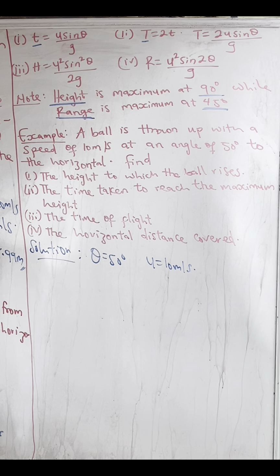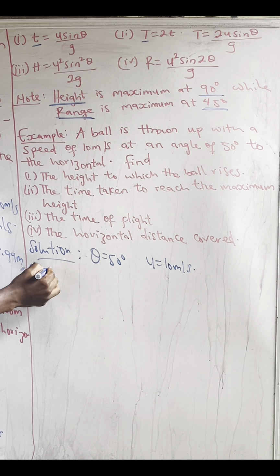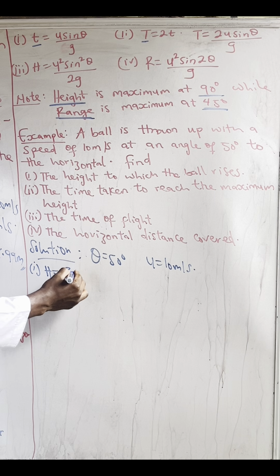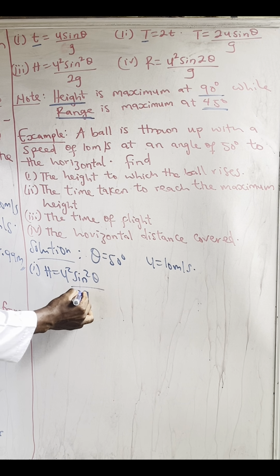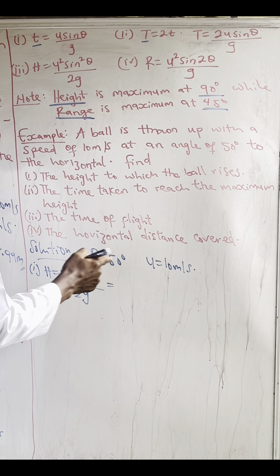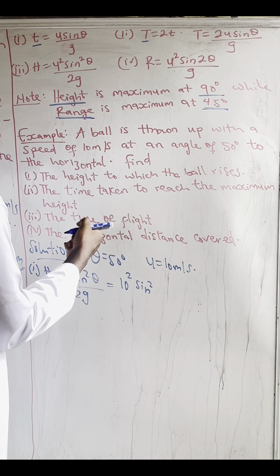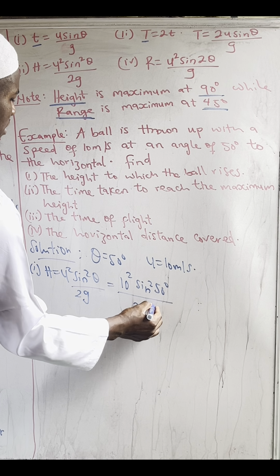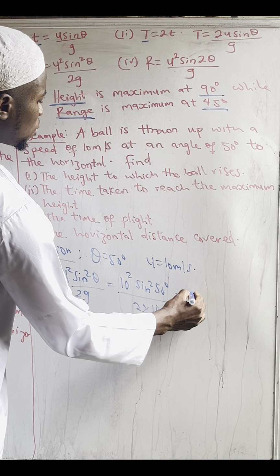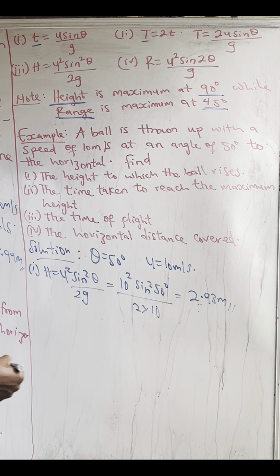So guys, for the height, number one. If you are looking for the height, h equals u squared sine squared theta over 2g, and that's equal to our u, which is 10 squared, sine squared of theta, which is 50 degrees, over 2 times 10, and the final answer will be 2.93 meters, if you calculate this very well.